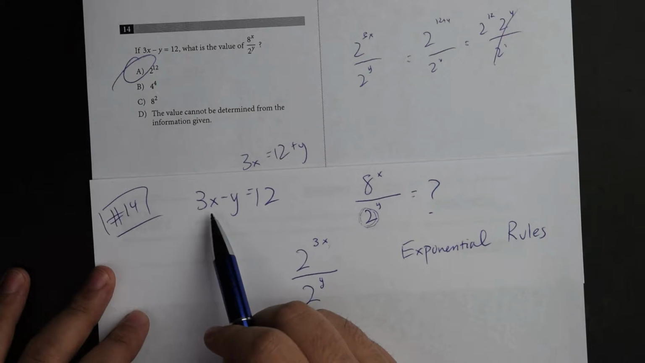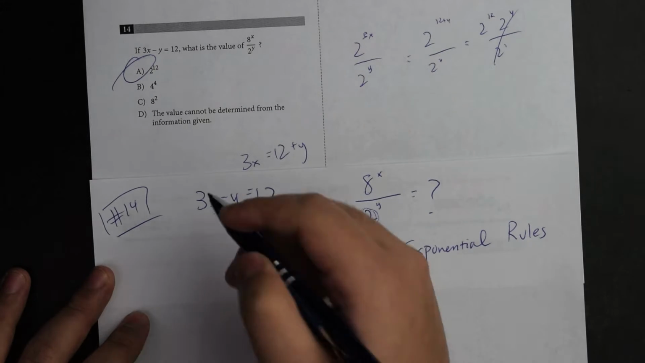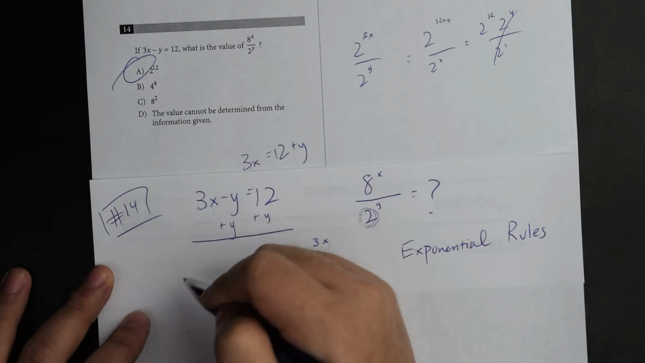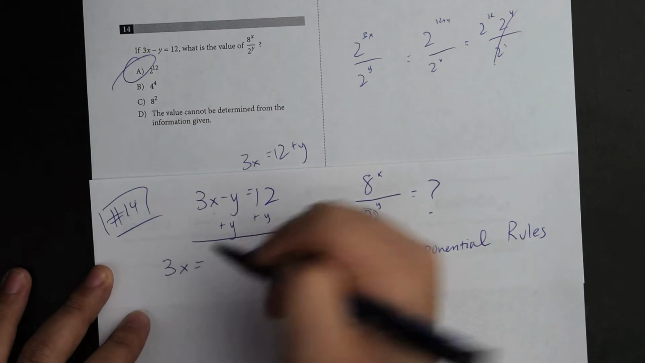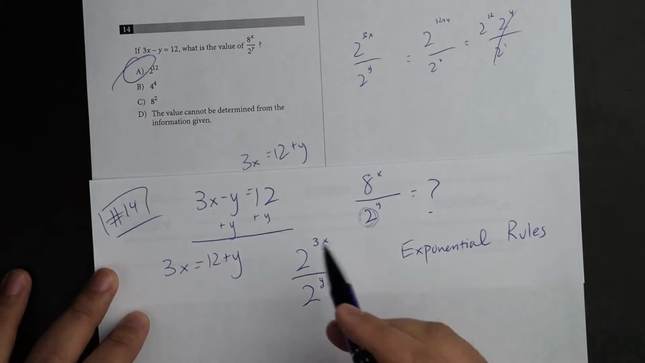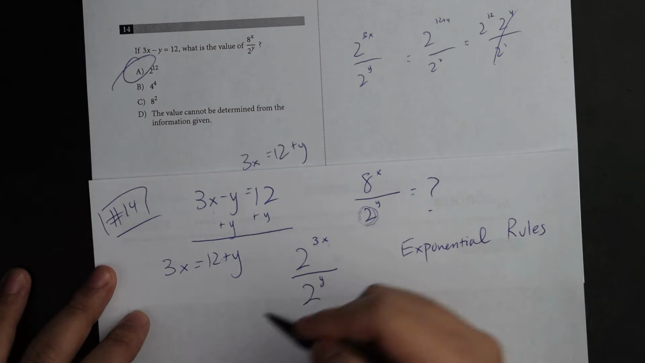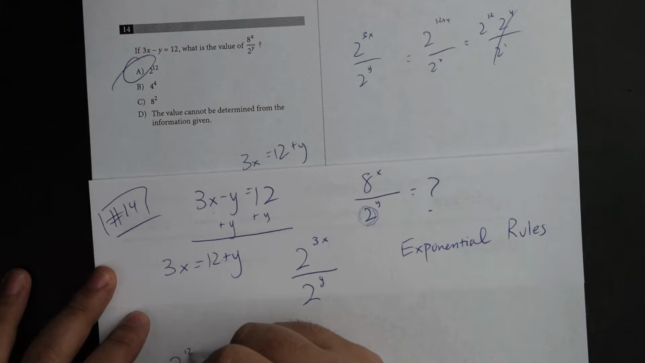And I see that there's an easy way for me to get rid of this 3x and make it a y. So the way I could do it is by putting plus y on both sides. And by doing so, 3x equals 12 plus y. And that means I could substitute this 3x out and replace it with that. And so that is what I'm going to actually do. So 12 plus y over 2 to the y.